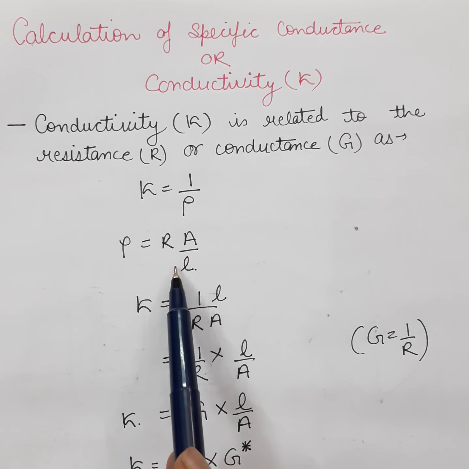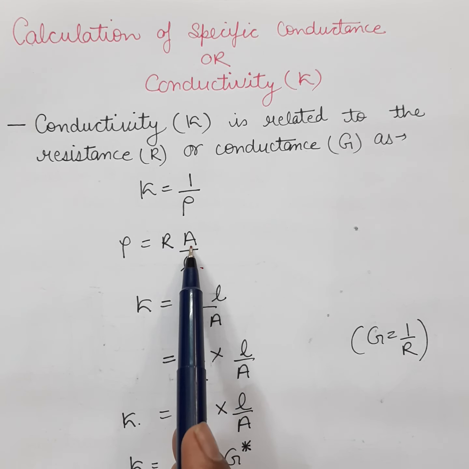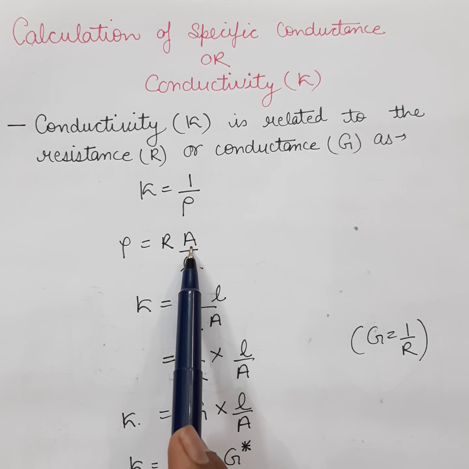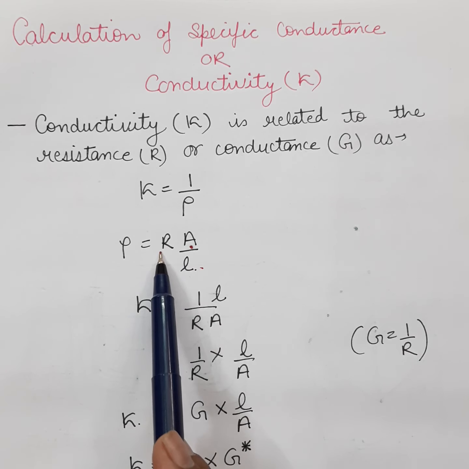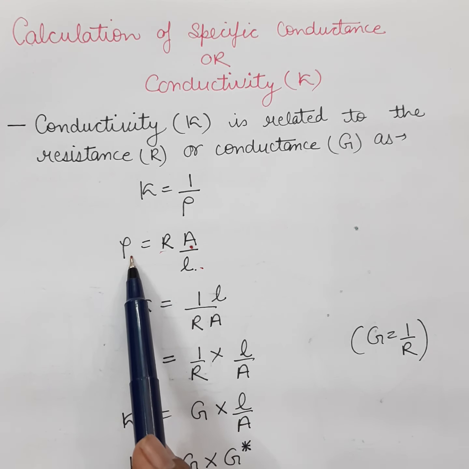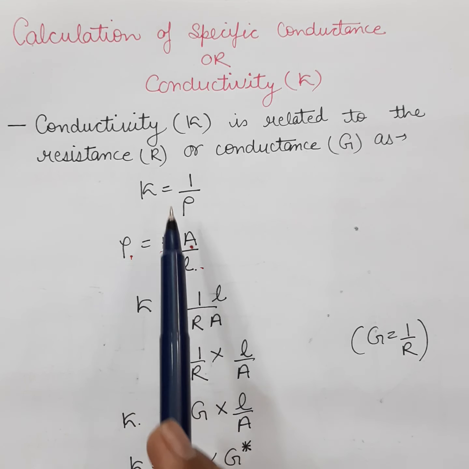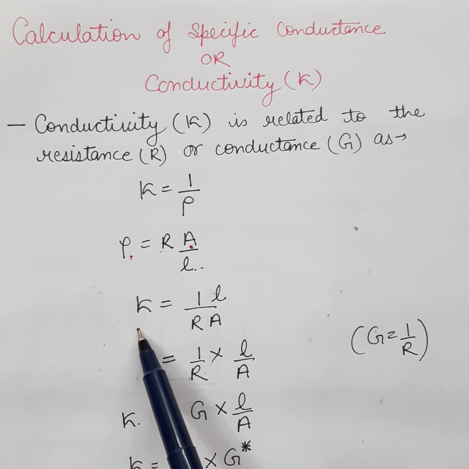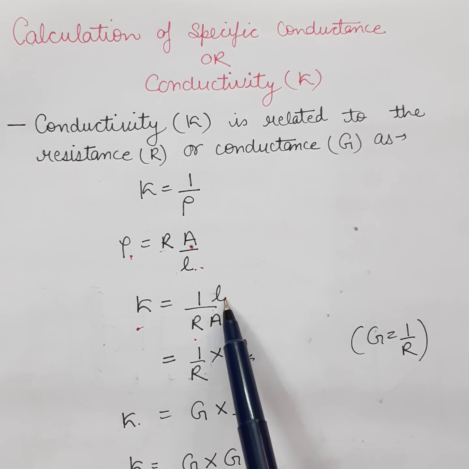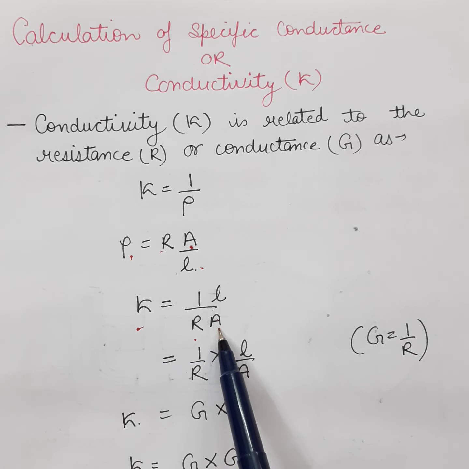What is L? L is the length of electrodes and A is the cross section area of the electrodes. R is the resistance and this is known as resistivity. So while putting the value of rho in equation number 1, we get that kappa is equal to 1/R into L divided by A.